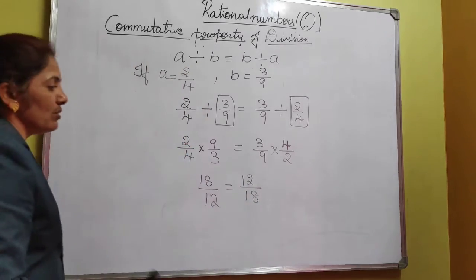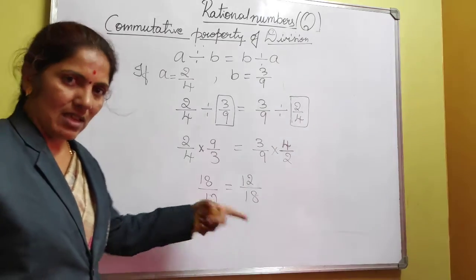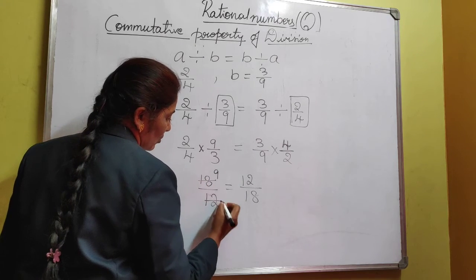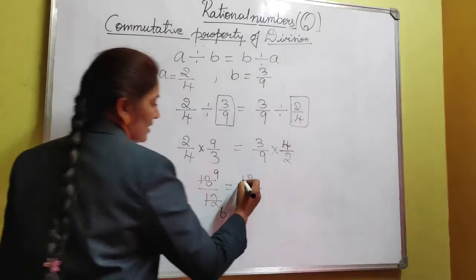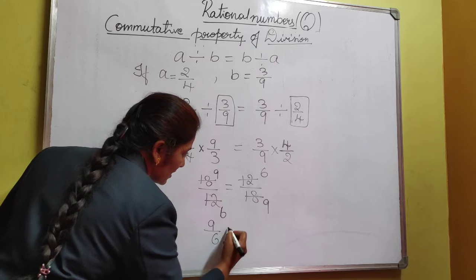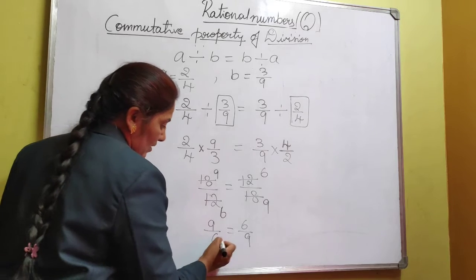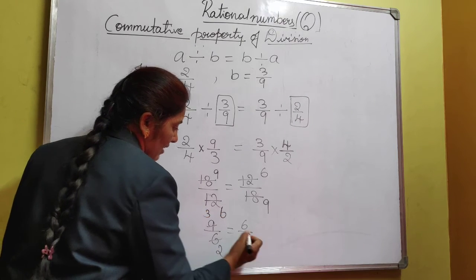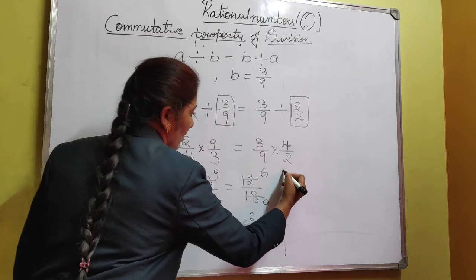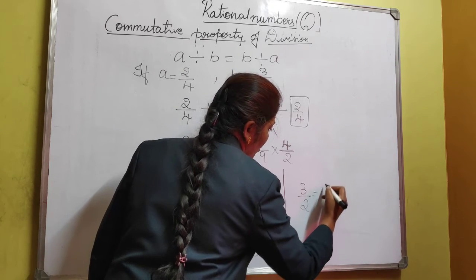This is equal to 3 4s are 12 and 9 2s are 18. You can see that this is 18 by 12 and 12 by 18. Let us simplify this by 2: 2 9s are 18, 2 6s are 12, and again 2 6s are 12, 2 9s are 18. We get 9 by 6 equal to 6 by 9. We can simplify again by 3: 3 2s are 6 and 3 3s are 9. So we get the values 3 by 2 and 2 by 3.